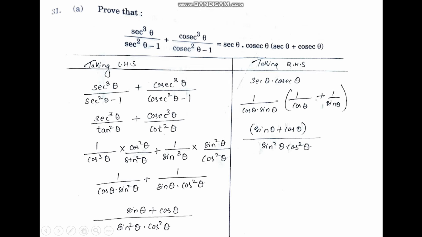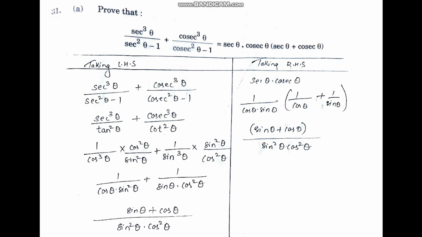Next we need to prove that sec cube theta upon sec square theta minus 1 plus cosec cube theta upon cosec square theta minus 1 equals the RHS. So first we will solve the LHS part. We know that sec square theta minus 1 is tan square theta, and similarly cosec square theta minus 1 is cot square theta. Now sec cube theta we can write as the reciprocal of cos cube theta, and tan square theta can be written as sin square theta by cos square theta, plus cosec cube theta can be written as 1 by sin cube theta, and the final answer we are getting is 1 by cos theta into sin square theta plus 1 upon sin theta into cos square theta.